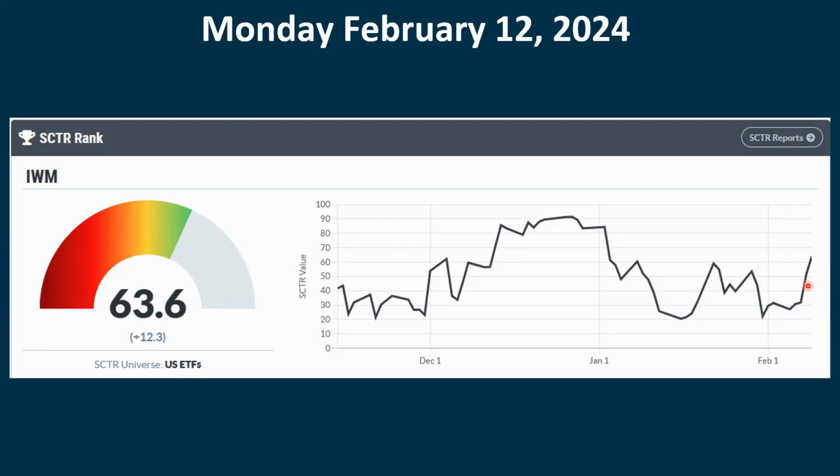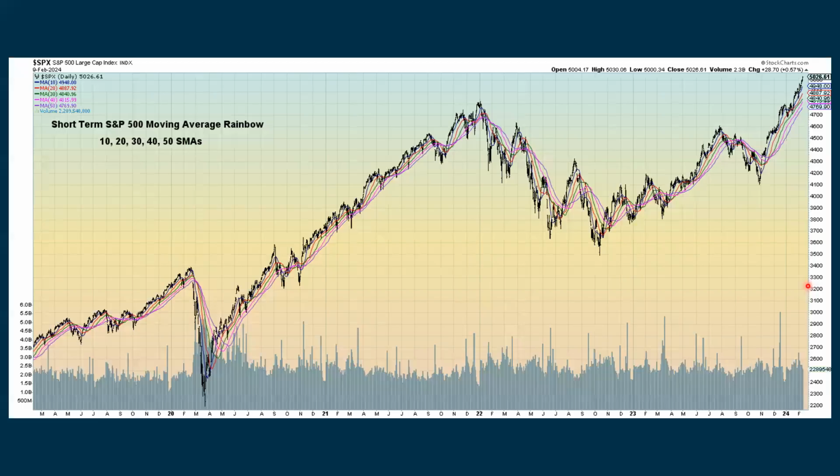We see a couple of good days out of the small caps, and then the next 3, 4, 5 days end up giving back a lot of the gains that were captured. Here are some short-term charts. When I look at all of this, I mean I'm looking at the whole chart together, even though it's a short-term chart.